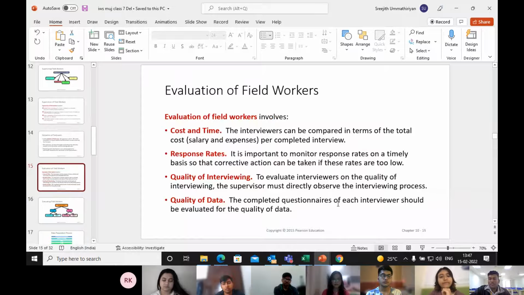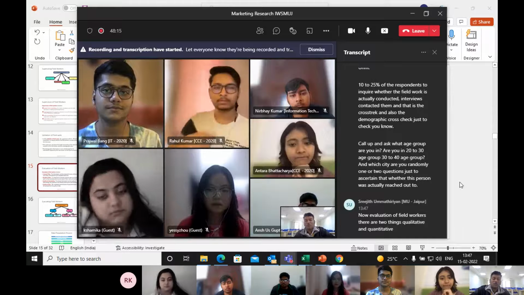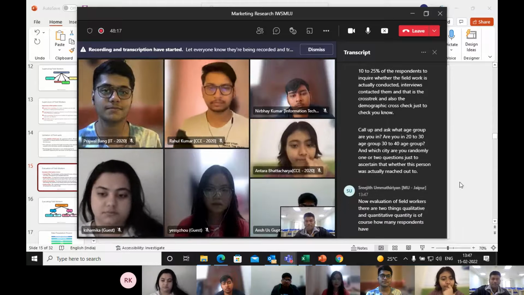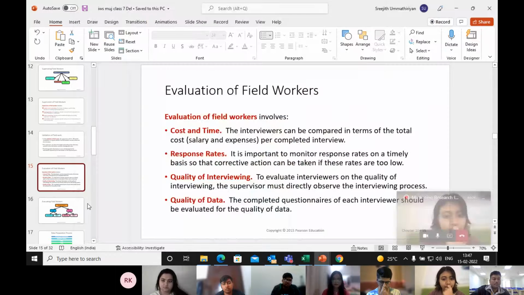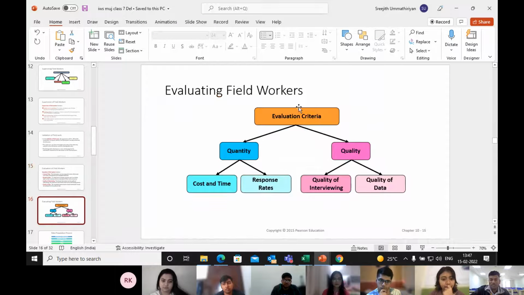Now, evaluation of field workers, there are two things, qualitative and quantitative. Quantity is, of course, how many respondents have you done every day, and also what is the response rate? These are the parameters for evaluating field workers, quantity and quality.